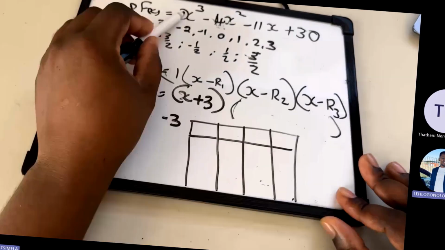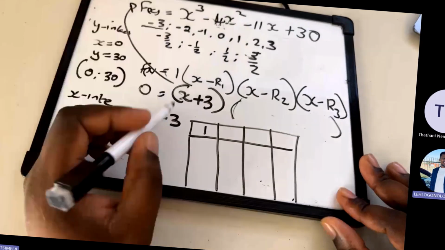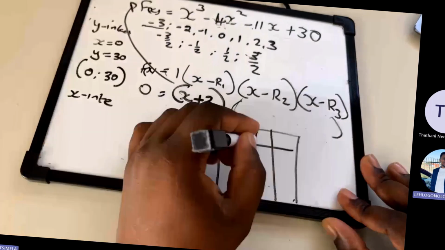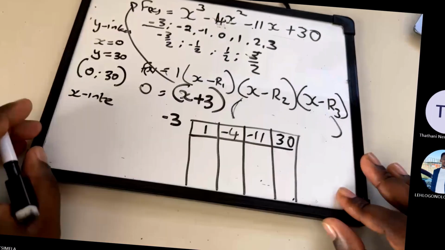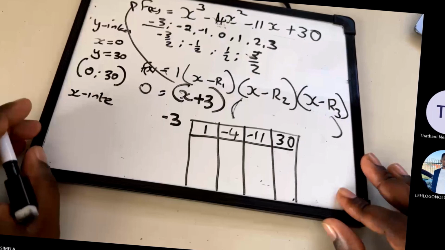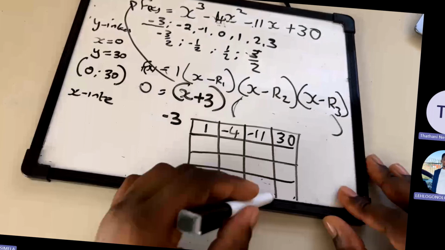The coefficient of this one here is 1, we put 1. The coefficient of this one is minus 4, put minus 4. The coefficient of this one is minus 11. The coefficient of this number is just 30 as it is. Are we clear on that one?